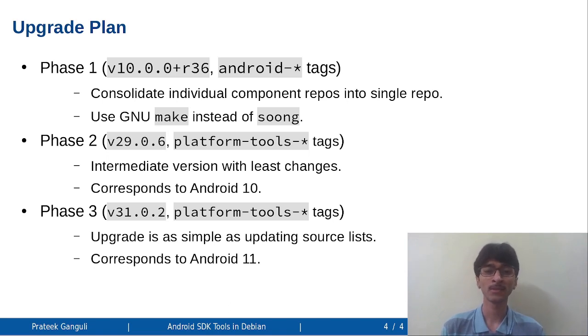For the last few years, Google has been releasing the latest Android sources in September of each year. So the Android 13 source release should happen in September 2021, which is when we will update the source list again to bring the Debian repositories in line with the latest sources.